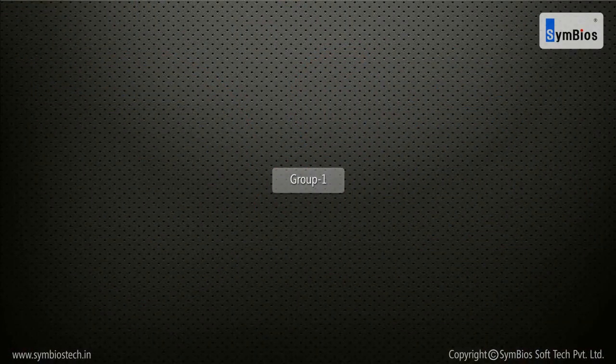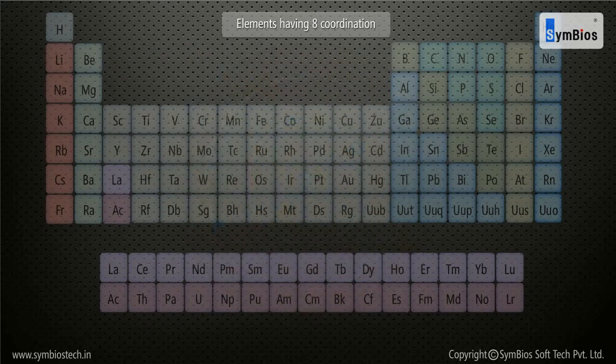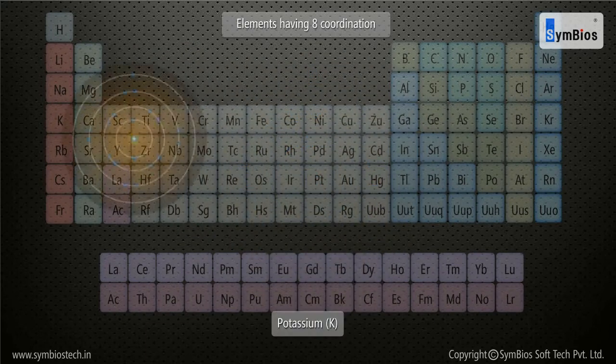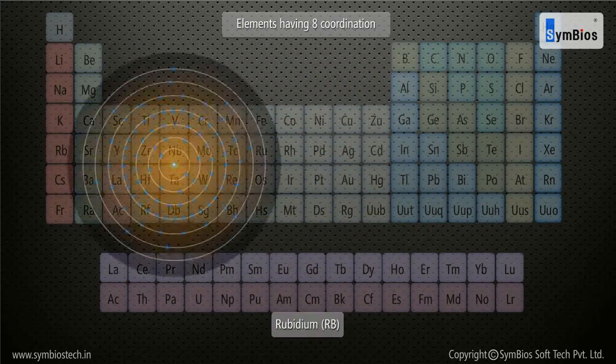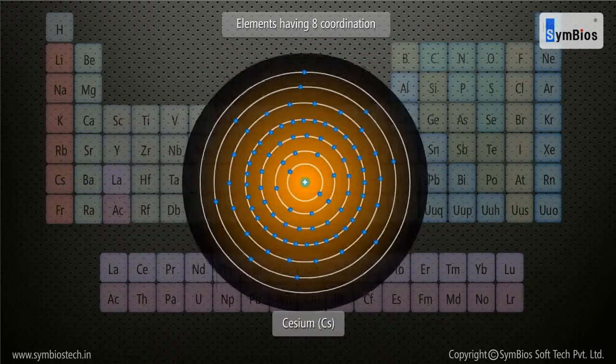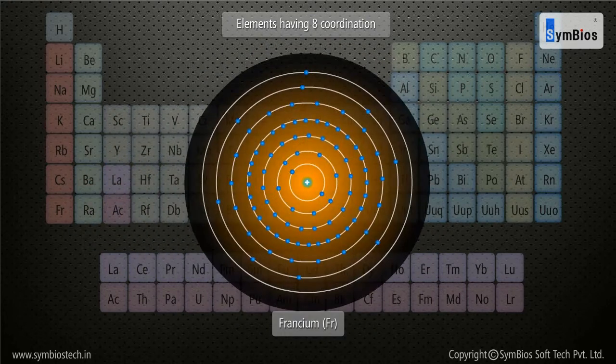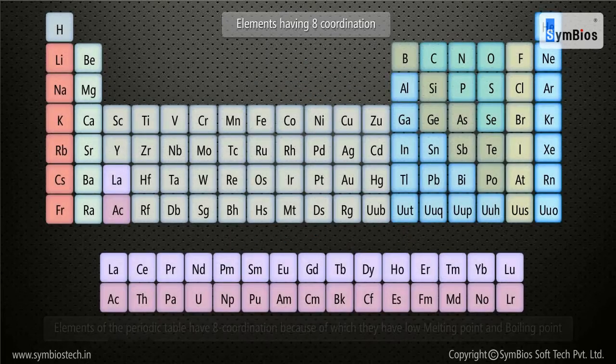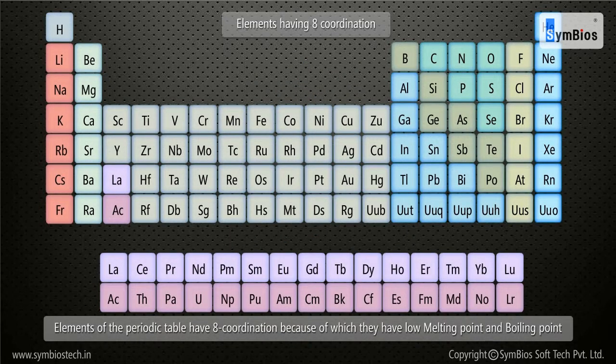Group 1: lithium, sodium, potassium, rubidium, cesium, and francium, elements of the periodic table, have 8 coordination, because of which they have very low melting point and boiling point.